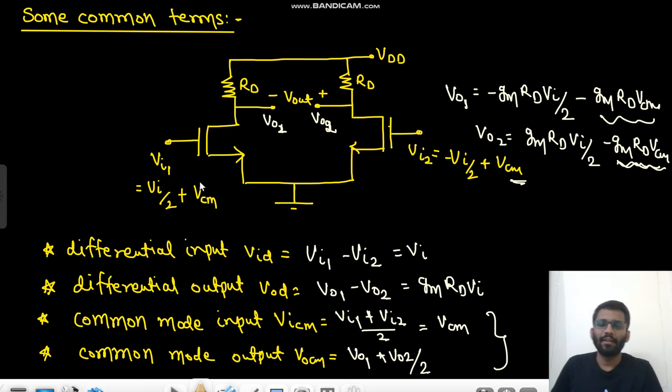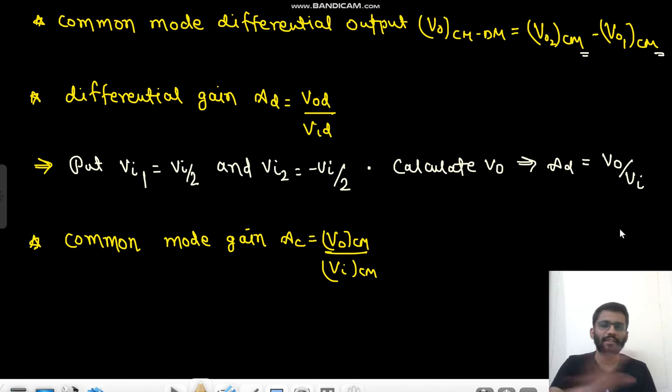This is what we did here. Just forget about VCM. Applied V in by 2 here, GMRD V in by 2, applied minus V in by 2 here, GMRD V in by 2. Calculate V naught 2 minus V naught 1. It would be GMRD V in, right? Both will be added. So V naught would be GMRD into V in. Now simply divide it by V in. What will you get? GMRD. So this is the differential gain you have. Differential output GMRD V in, differential input V in. So that's what we did here. This is how you need to calculate.